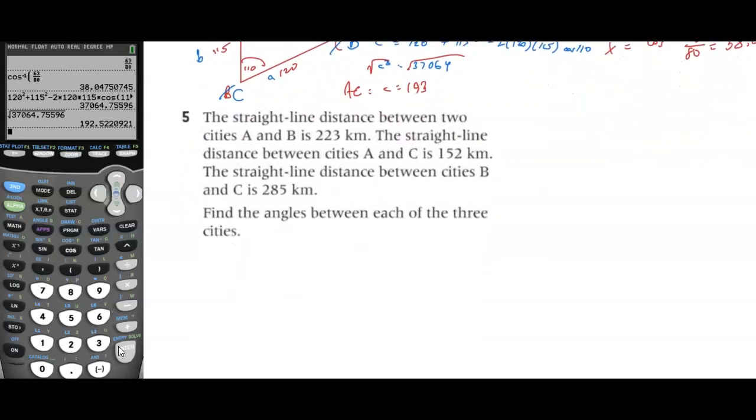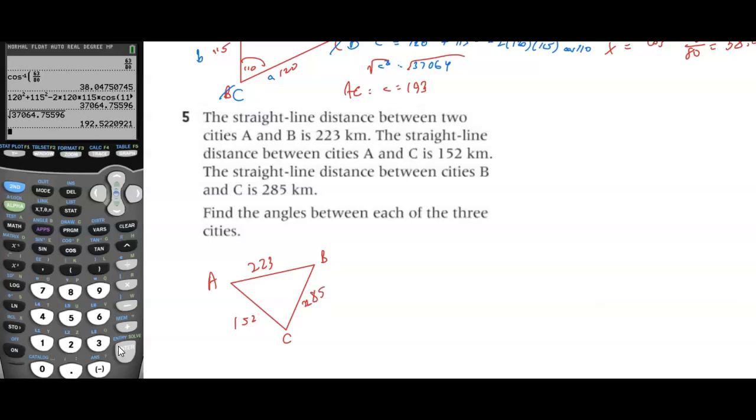Last one. The straight line distance between two cities A and B is 223. The straight line distance between cities A and C is 152. Oh, so actually this is just a fancy way of drawing the same ABC triangle we already drew many times. And last of all, this would be C, right? The straight line distance between B and C is 285. Find the angles between each of the three cities.